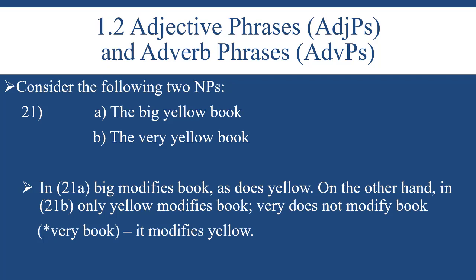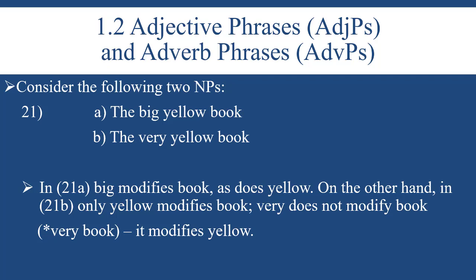Now we have finished with NPs, right? NPs either consist of one noun, determiner and a noun, determiner, adjective and a noun, a number of adjectives and a noun, and a number of PPs, right? And now let's move on to the adjective phrase and adverb phrase.